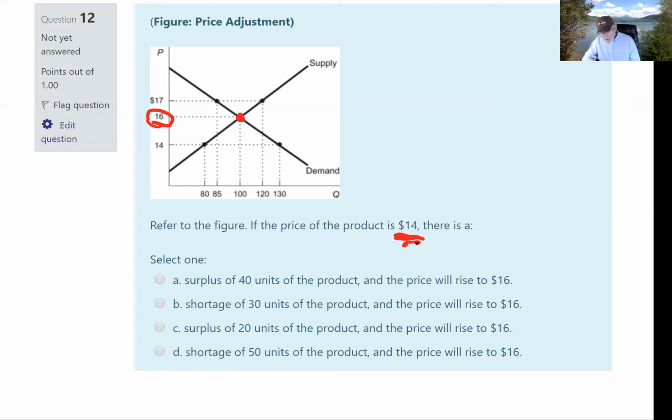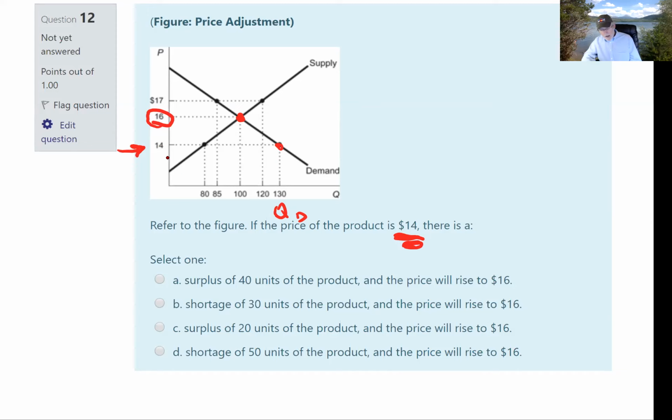Here we're told the price is actually 14. So notice the price is below the equilibrium. That should give you a hint as to what's going to happen, but work through it anyway. At this price, how many units will consumers want to buy? How do we find that? We read over to the demand curve. We read down. 130 is the quantity demanded.